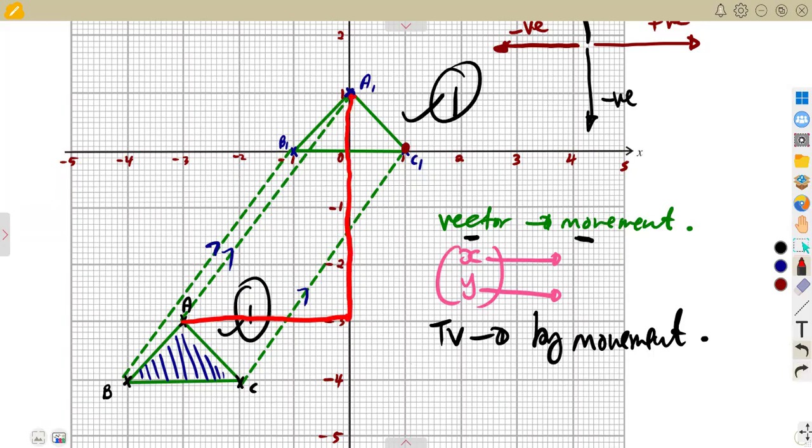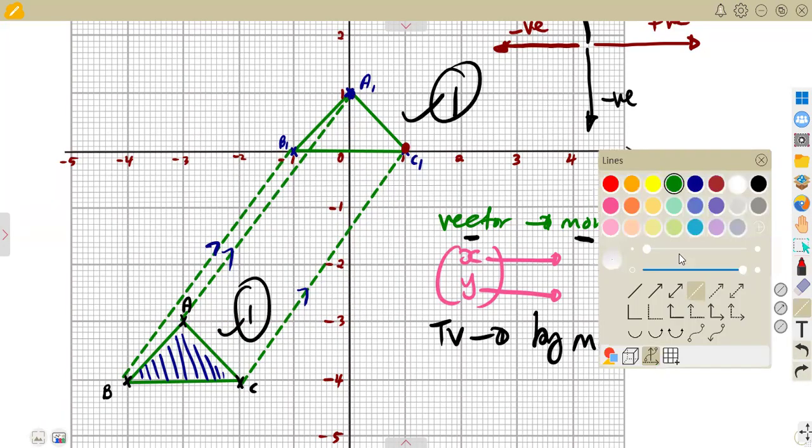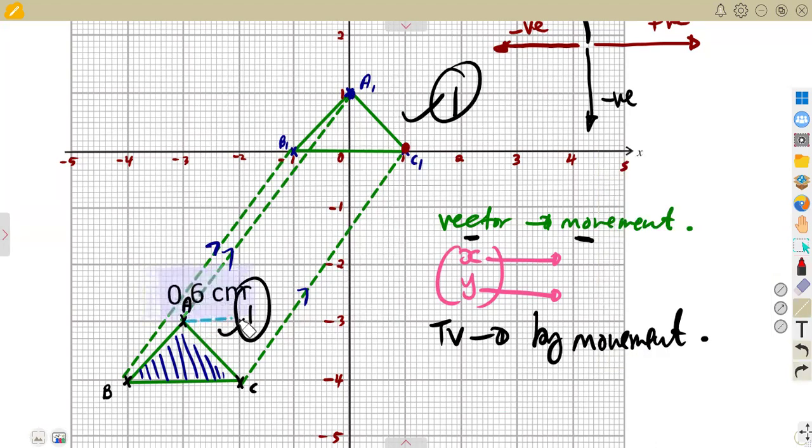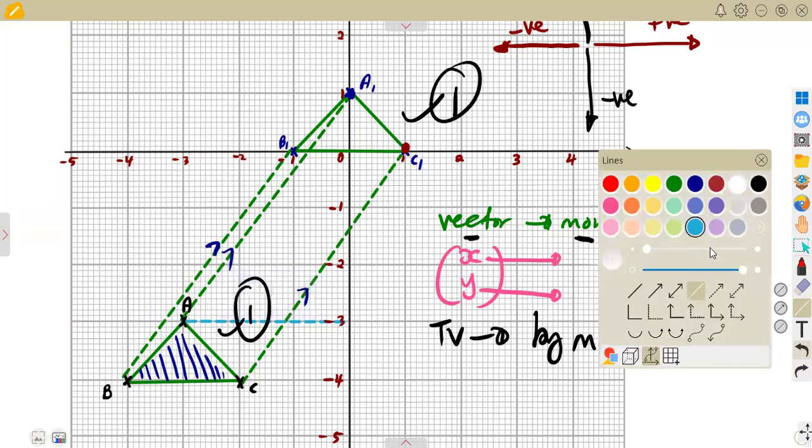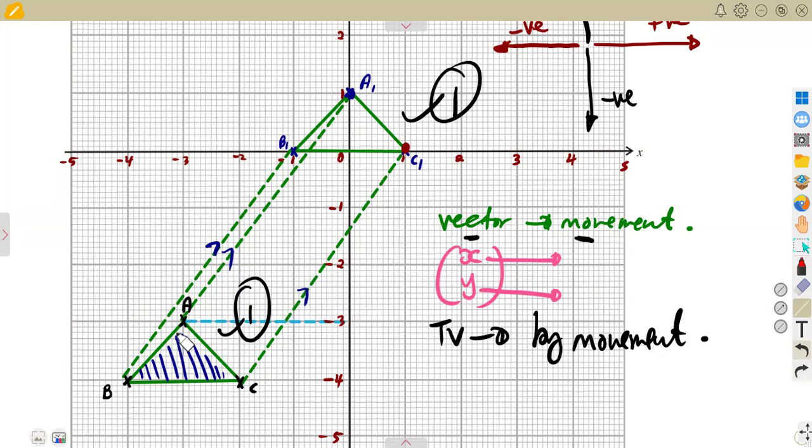You don't need to indicate this. Maybe you can just use your broken lines like this. Okay, let's just do something like this. From A, go straight in the horizontal, with a vertical line after.